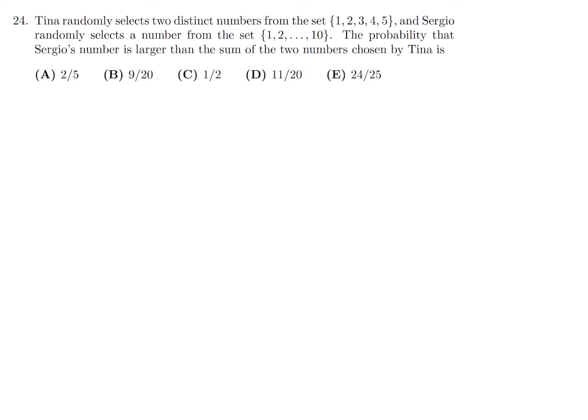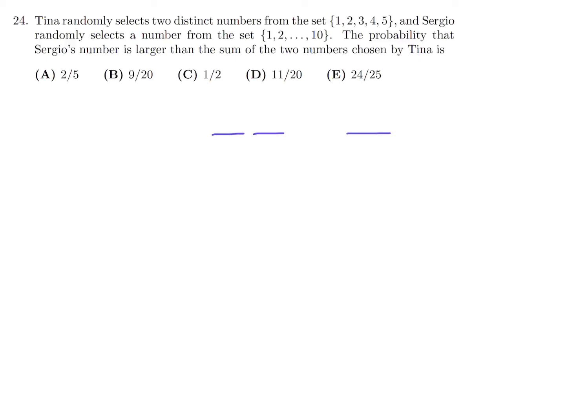Tina randomly selects 2 distinct numbers from the set 1, 2, 3, 4, 5, and Sergio randomly selects a number from the set 1, 2, all the way up to 10. The probability that Sergio's number is larger than the sum of the 2 numbers chosen by Tina is... All right, Tina chooses 2 numbers, and Sergio chooses 1 number.